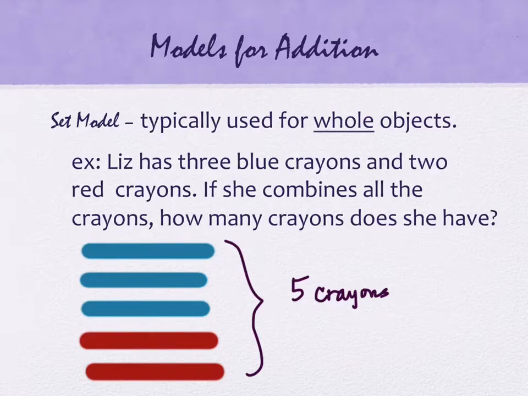Set models are really nice because we don't have to worry about how big the crayons are. A crayon's a crayon. It doesn't matter if it's the long twisty crayons or the short crayon or the half-looking kind of crayon that nobody ever wants to use anymore and it's in the dirty crayon bucket. Y'all know what I'm talking about, right? They all count as one. That's how we think about this particular object, so they work really nicely with a set model.